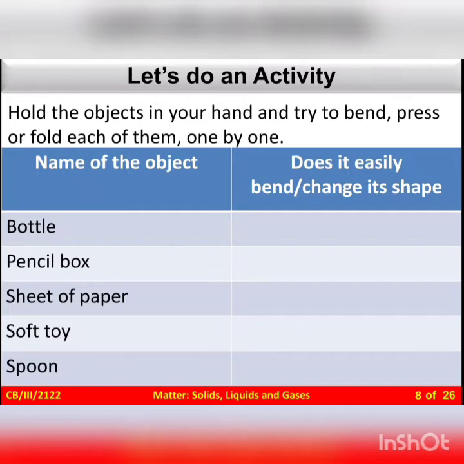So solids have a fixed or definite shape. So they are made up of different materials, right? Some are hard, some are soft, and some can be folded, whereas others cannot.